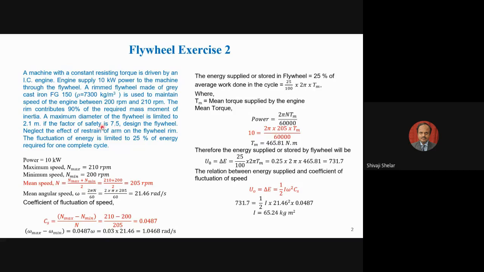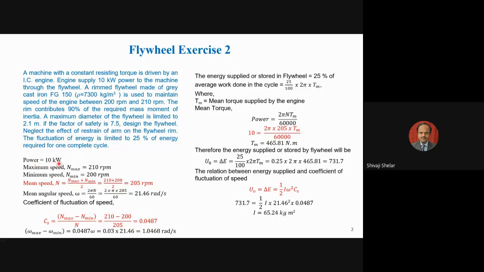That's why the factor of safety in case of flywheel and heavy rotating masses design is normally high, greater than 4. So here it is 7.5. Okay, so let's go for the content analysis of this problem first.